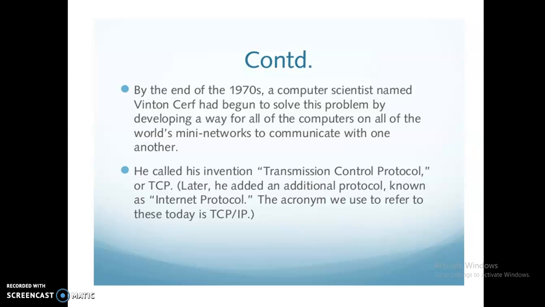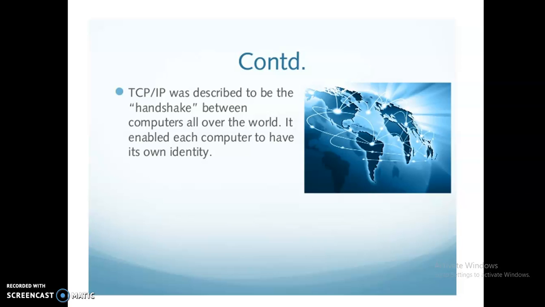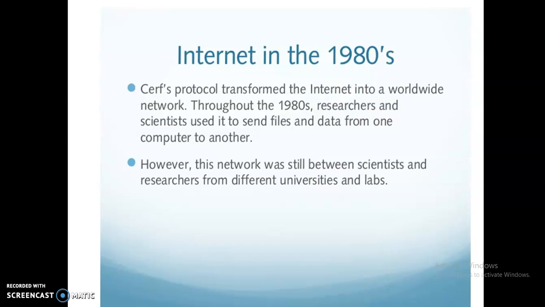You people study a network paper in your undergraduate course, detailing the 7 layers of networks and how TCP works in the networking layers. All these things you already knew in your UG classes. Okay, so TCP/IP was described as the handshake between computers all over the world. It enabled each computer to have its own identity.